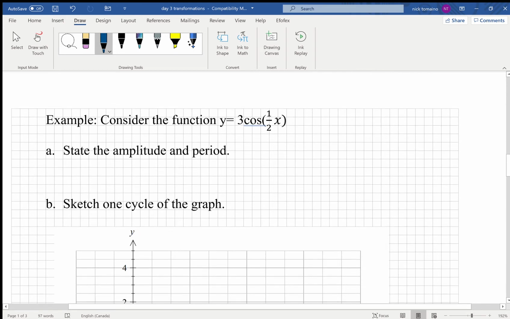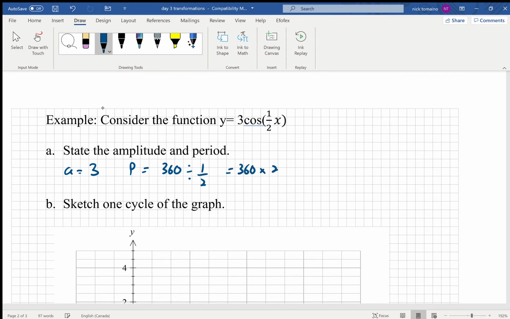Okay, now we have a cosine curve here. So the amplitude is 3. The period is 360 divided by k, which is 1/2. So we invert and multiply, and we get 360 times 2 over 1, which is 720 degrees.